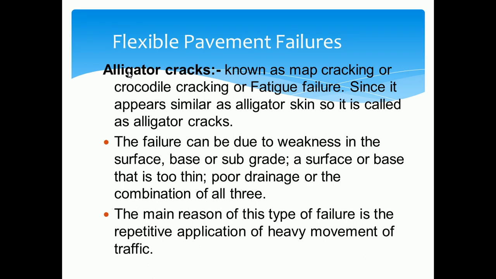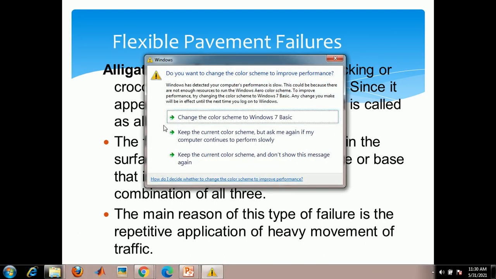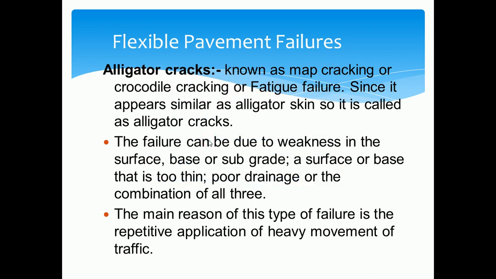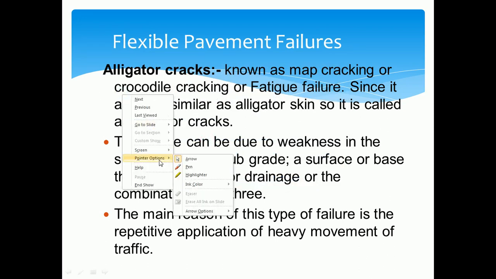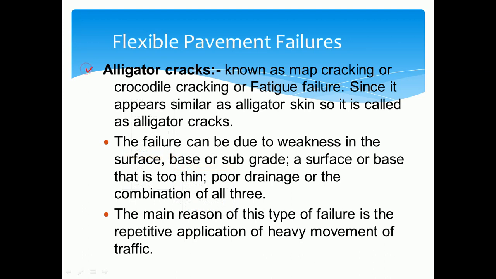Okay. So first thing is, this is the general discussion, you can understand easily by hearing the explanation or by seeing the name of the failures also. Alligator cracks, so in flexible pavement we can observe some of the cracks that may be the map type or the crocodile cracks, we can also call it crocodile cracking or fatigue failure. So uneven cracks we can observe in the pavement surface. That crack we call alligator cracks.